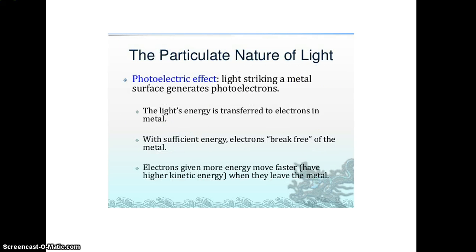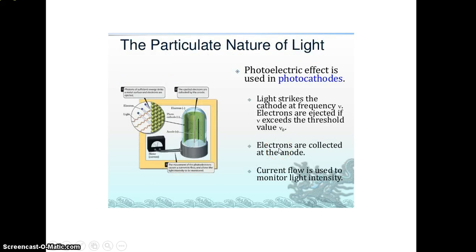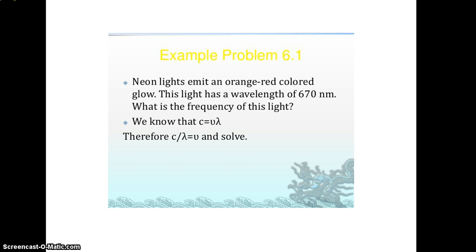Next is the particle nature of light, which is studied through the photoelectric effect. When light strikes a metal surface, it emits electrons which have high energy, and this effect is known as the photoelectric effect. The metal is used as a photocathode, the emitted electrons are collected at the anode, and we can detect the current flow.